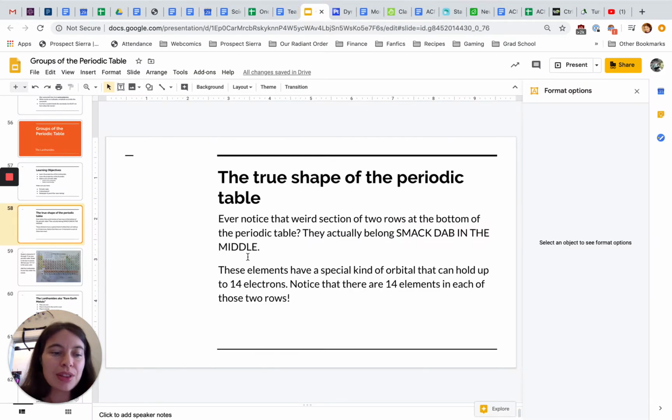These 2 groups have something in common, which is that they have a special kind of orbital. And this orbital is basically a place where you can put electrons. This special kind of orbital, called an f orbital, can actually hold up to 14 electrons. If you look at that, you'll notice there are 14 elements going across in each of those rows. So by the time you've reached the end of those rows, you've filled up that special orbital that can hold up to 14 electrons. That is why these 2 groups are put together in this presentation. They share that in common.